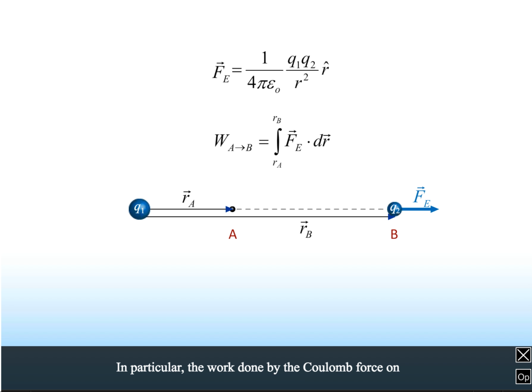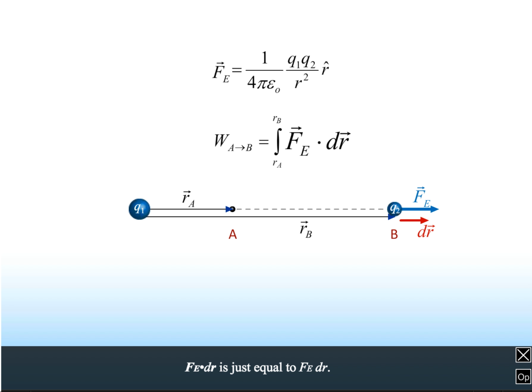In particular, the work done by the Coulomb force on the moving particle as it travels from A to B is just given by the integral from r sub a to r sub b of F sub e dot dr. Now, since the vectors F sub e and dr are always in the same direction, F sub e dot dr is just equal to F sub e times dr.